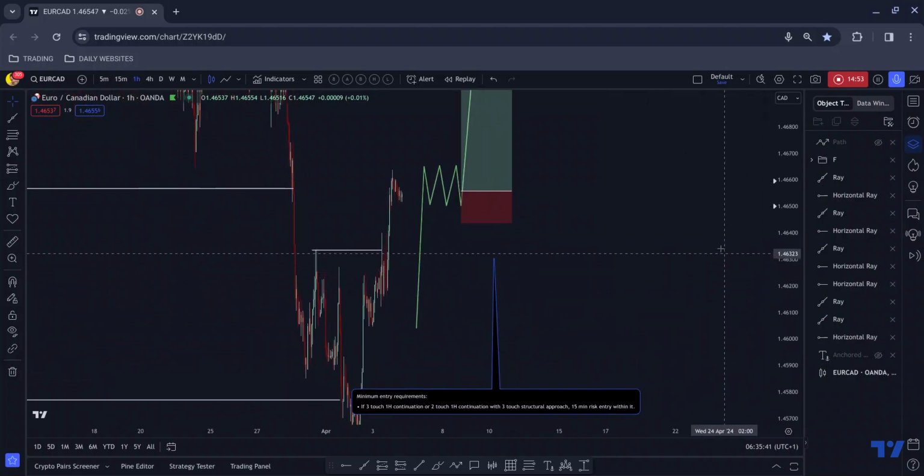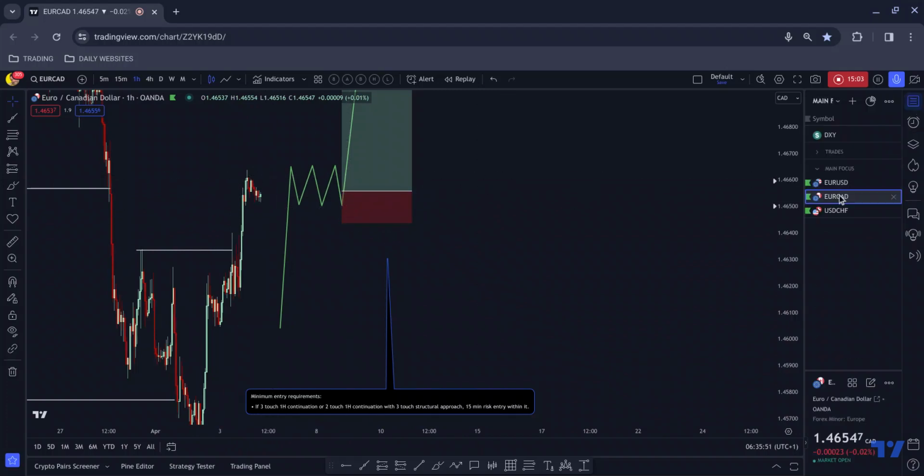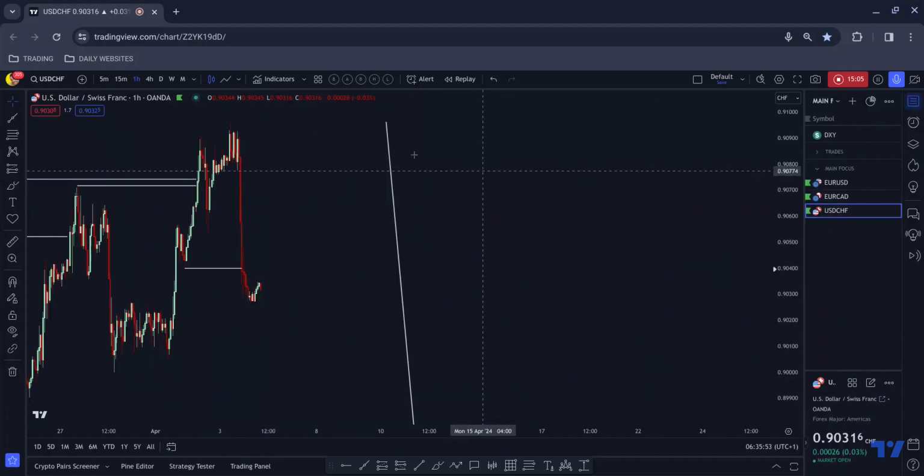And that is my stomach rumbling, if you can hear that. So I've got one alert set there to see if we can push down to there, another alert set just to see if we can push up and get a little bit more depth. But I'm just going to break down the last of the pairs, which is dollar Swiss.